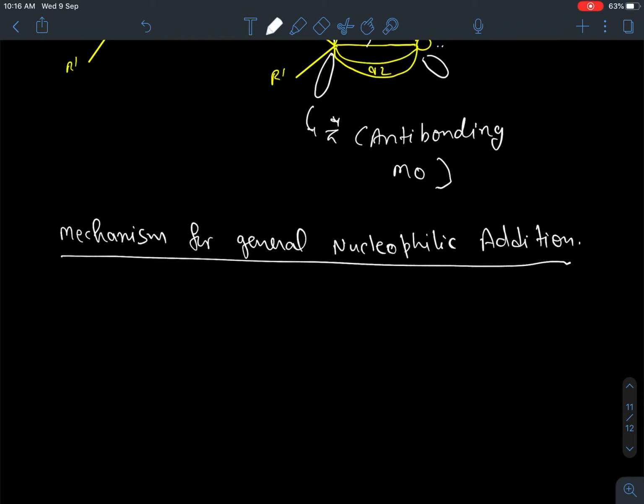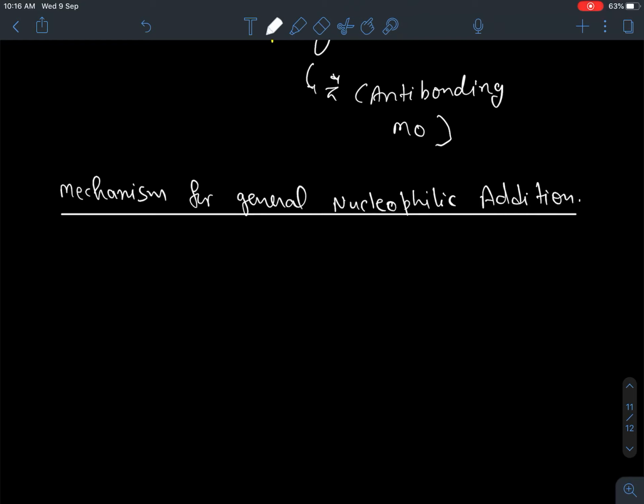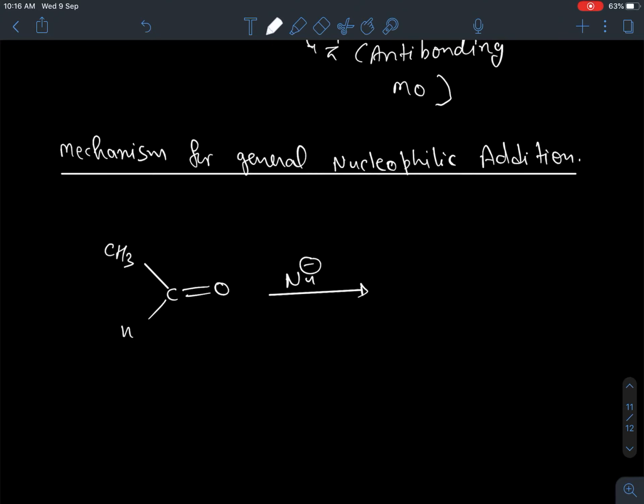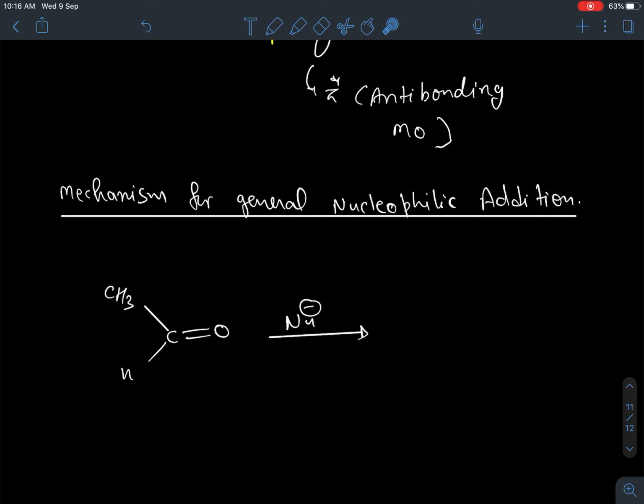Mechanism for general nucleophilic addition. How is it going to react? So let us consider CH3 CH double bond O, and let us take some nucleophile, Nu. Now once it attacks, as I told you, both possibilities are there: it can attack from above and below, here or here.